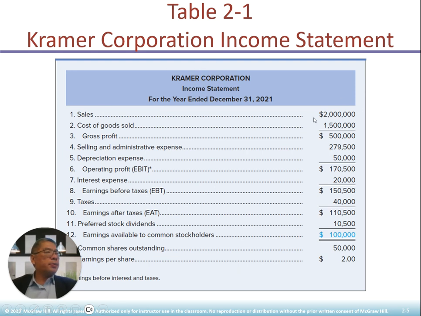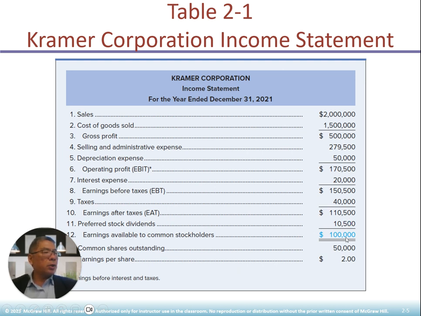You have the sales, you get cost of goods sold, you get a gross profit, you get selling and administrative expense, and then depreciation expense. After that, operating profit before income tax. So sales minus cost of goods sold equals gross profit, minus the expenses, you're going to have earnings before interest and taxes. And then you've got an interest expense, you get earnings before tax, and then you get a tax, earnings after tax, and then you've got preferred dividends here.